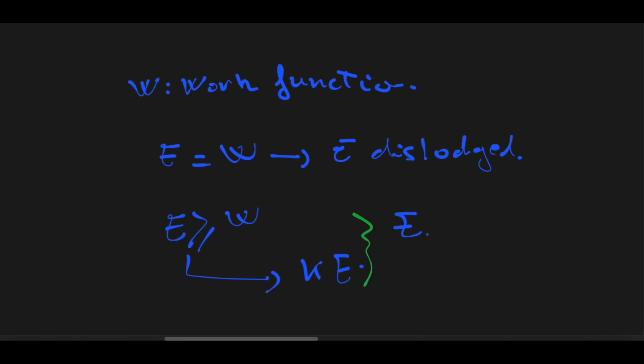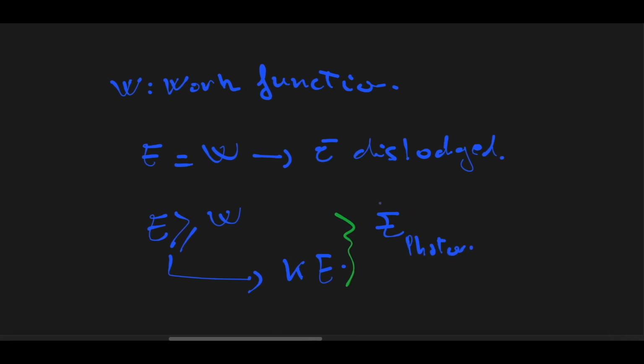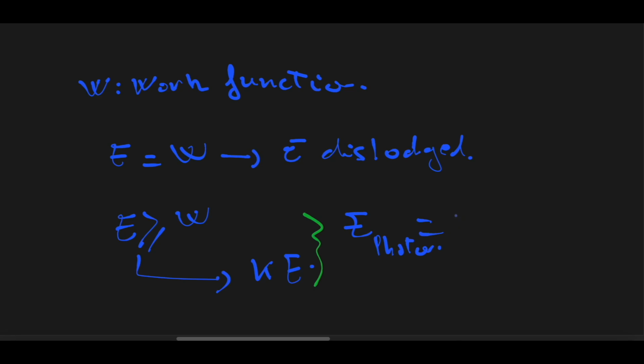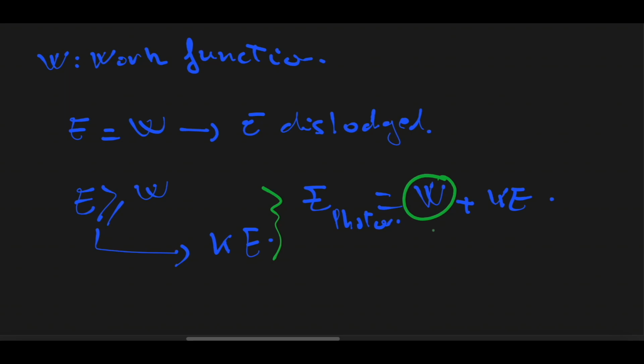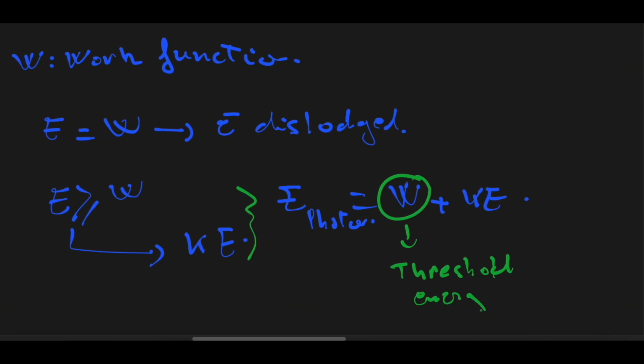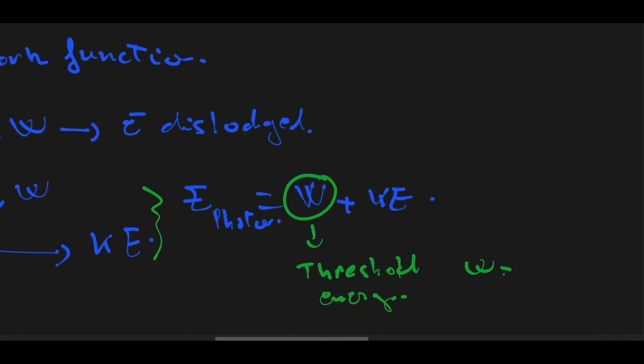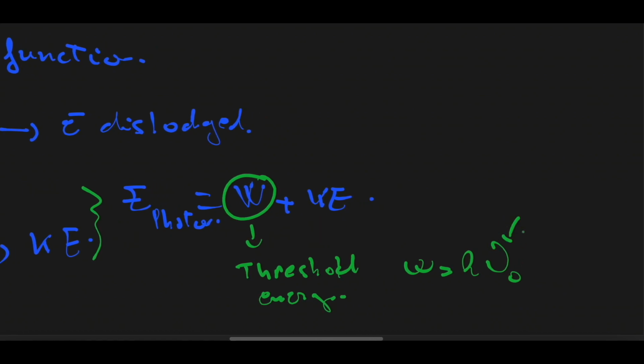So the energy of the photon that strikes the metal surface is equal to the binding energy of the electrons to the metal surface plus the kinetic energy. And this work function is also called the threshold energy, because it has a value of h times the threshold frequency. So here we have the threshold frequency.